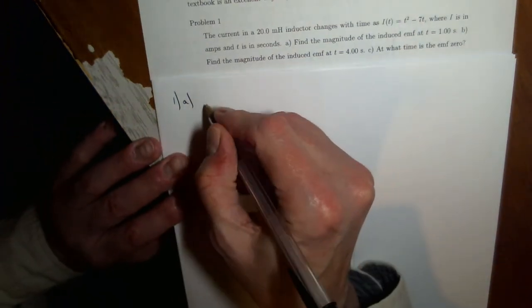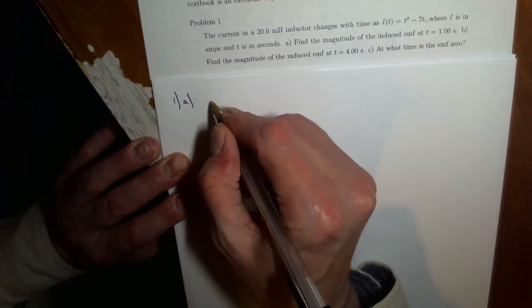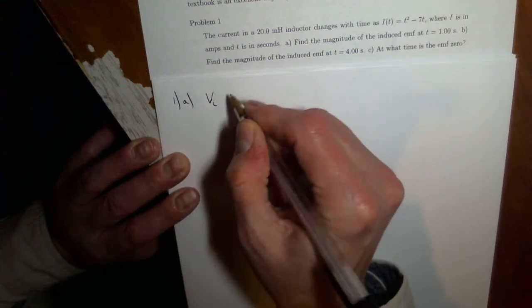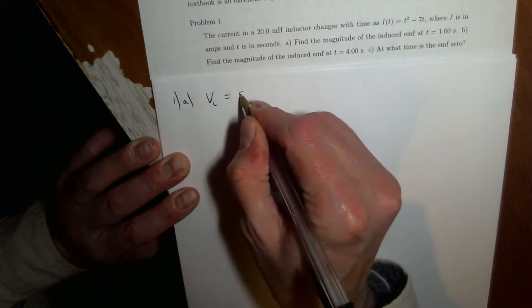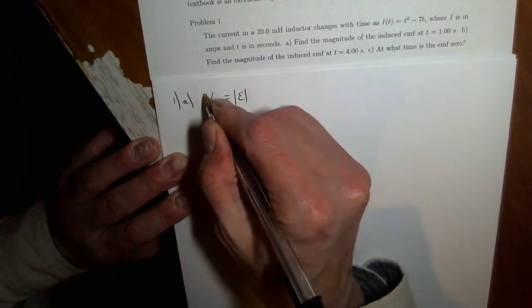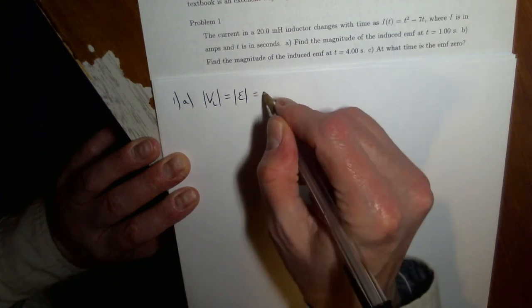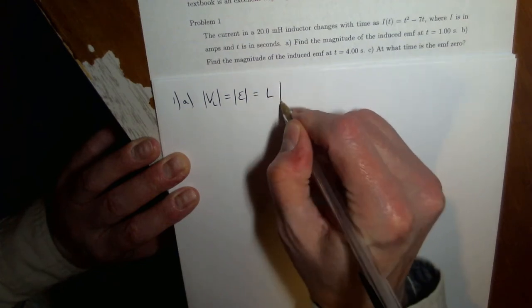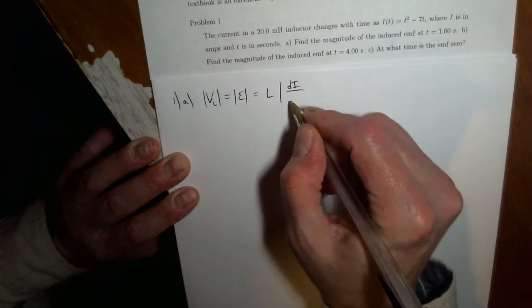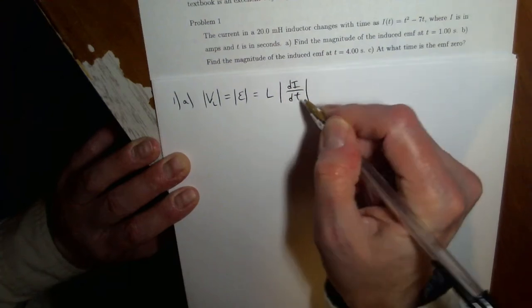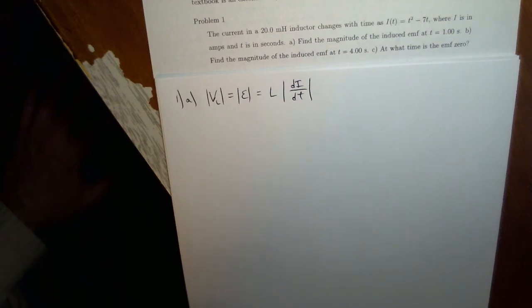It's an inductor that has a current going through it that's a function of time. And so you get a voltage across the inductor or an induced EMF. It's the voltage across the inductor, or induced EMF, that has magnitude equal to the inductance times the magnitude of the time derivative of the current. And so it's really plug and chug. Part A, find the magnitude of the induced EMF at time 1 second.